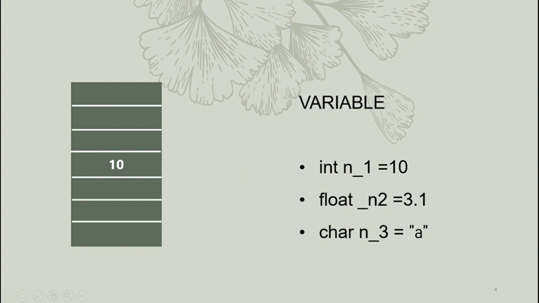Now consider this 10 is at the address of 1250. For this address only we framed the name as n_1, which is the variable name. So this is the other name of the address. If you want to access the address, then you will be using the pointer, which is star in front of the variable name. This is all about data type and variable.